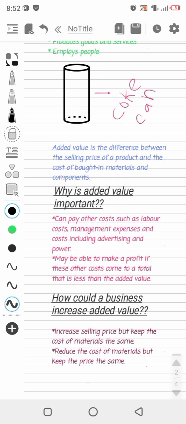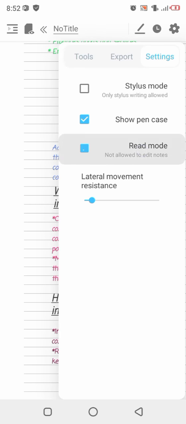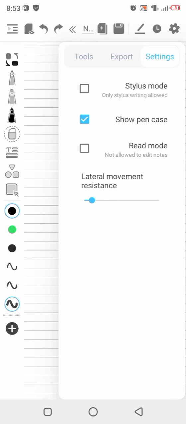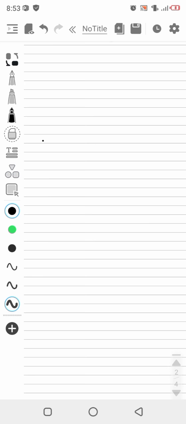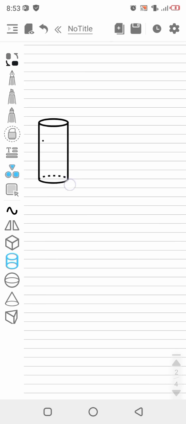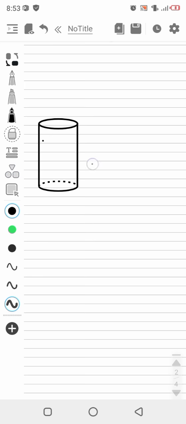Okay, let me draw here, it will be easier for you to understand. So there is a Coke can.